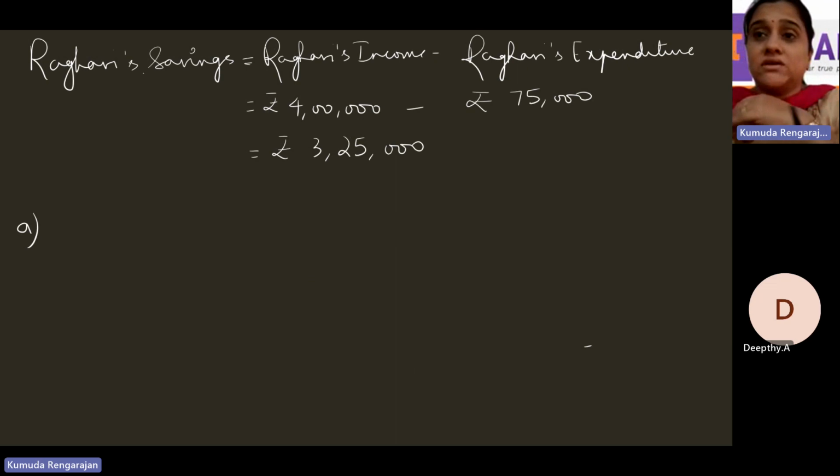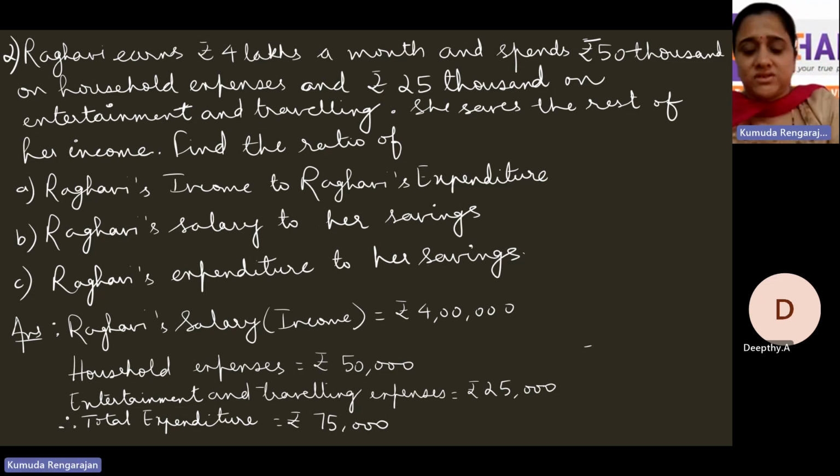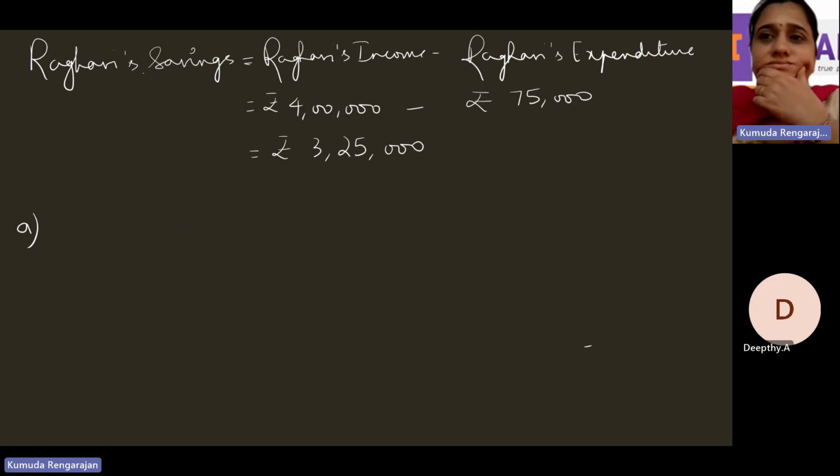Savings will not be given. You cannot search in the question how much she saved. You have to find her savings. Savings will not be given in the question. You have to subtract. 4 lakhs minus 75,000 is the savings that you have to find. So savings is 3,25,000. Now let's answer these questions.